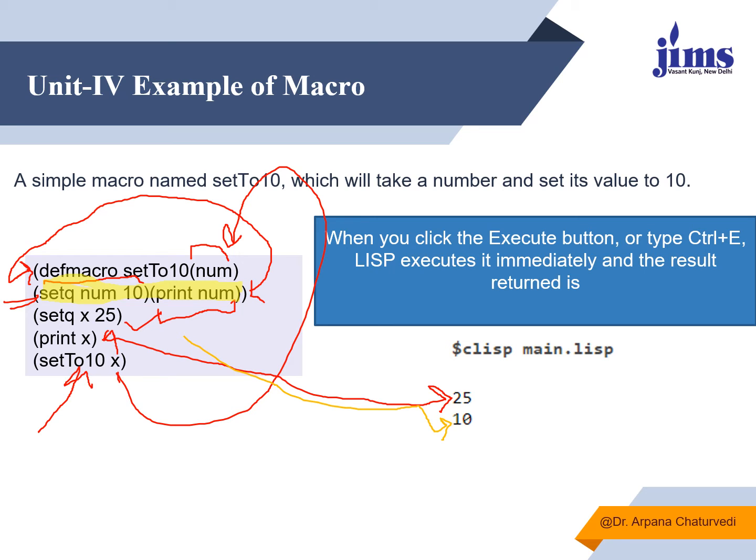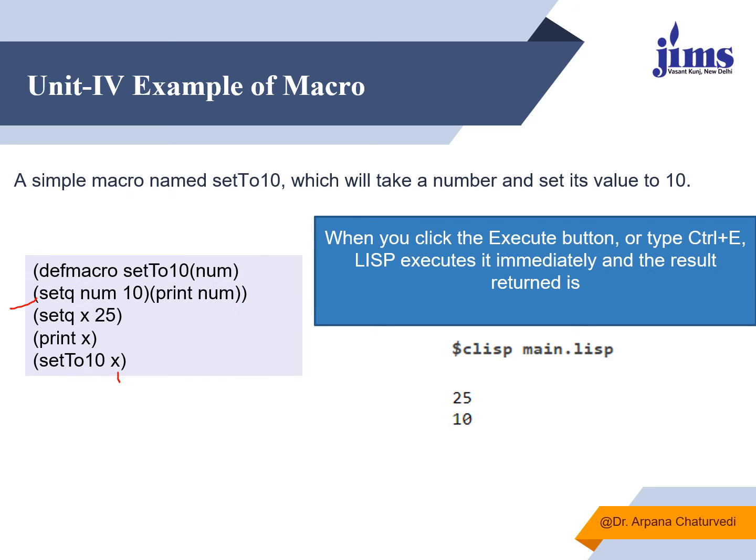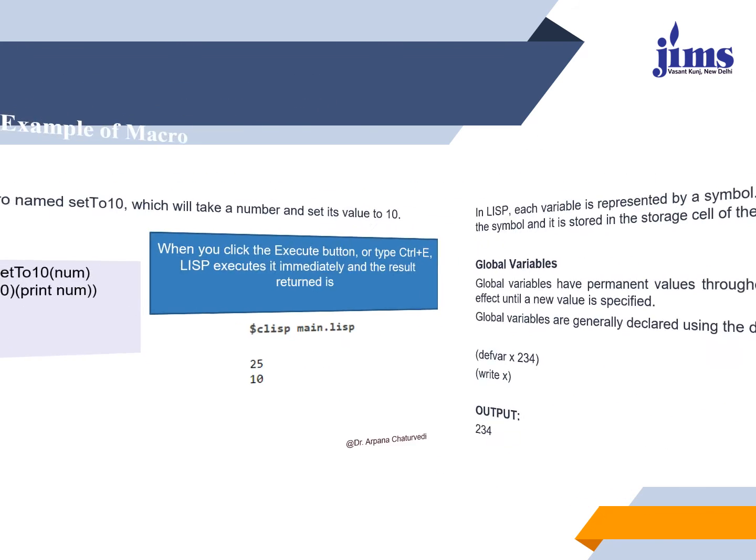So this is the role of macro. This is how you use the macro. To execute the program, you use Control plus E and you see the output is like this. You can use an online compiler also.